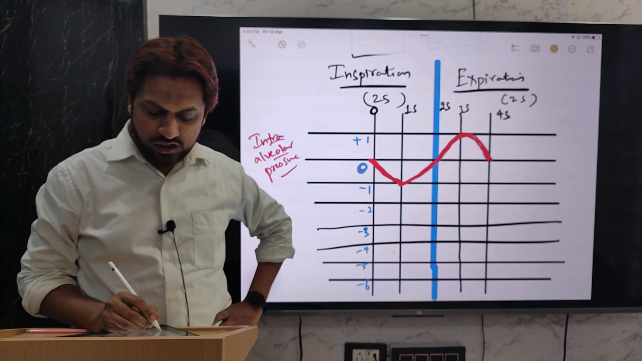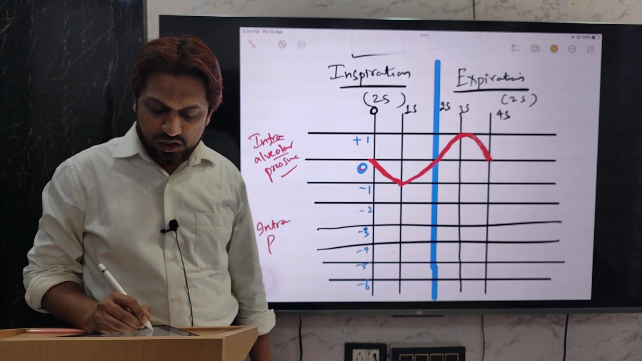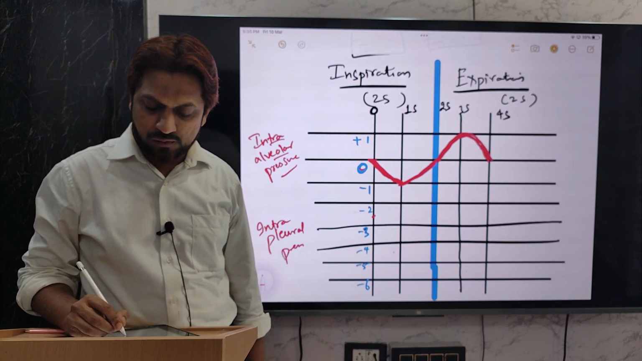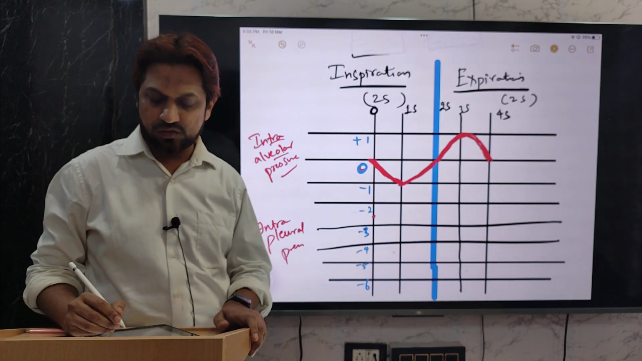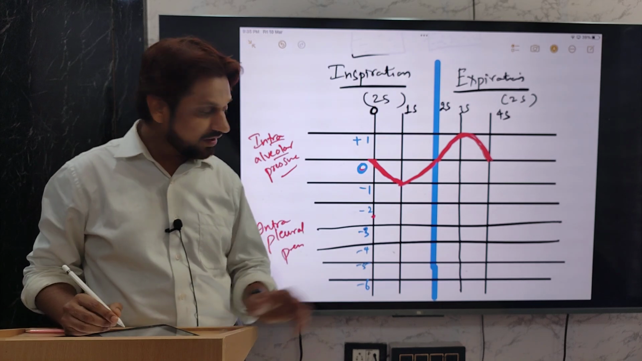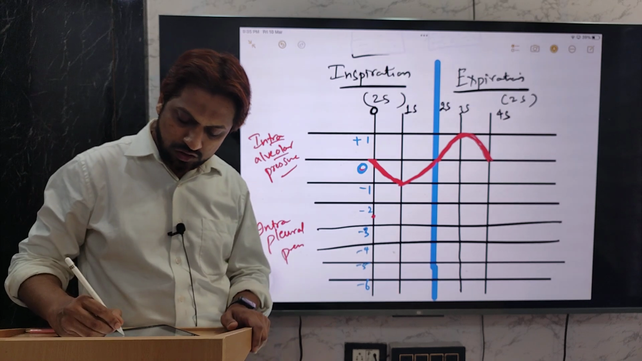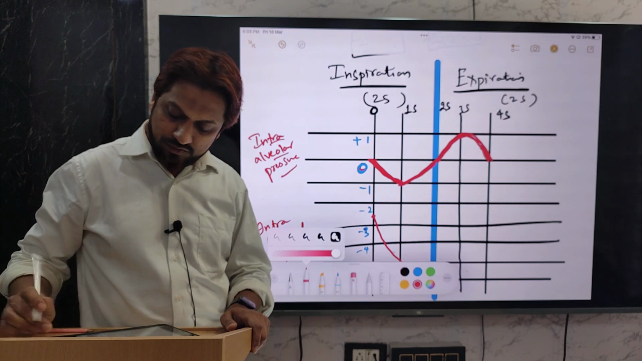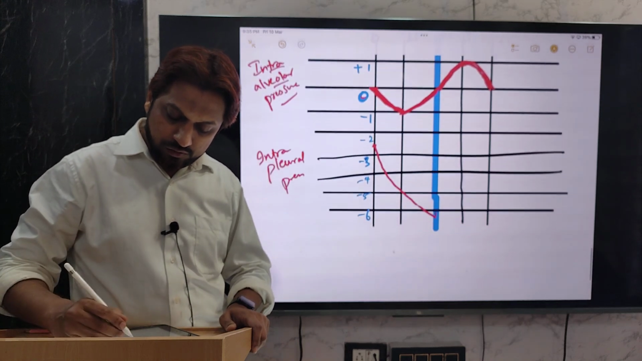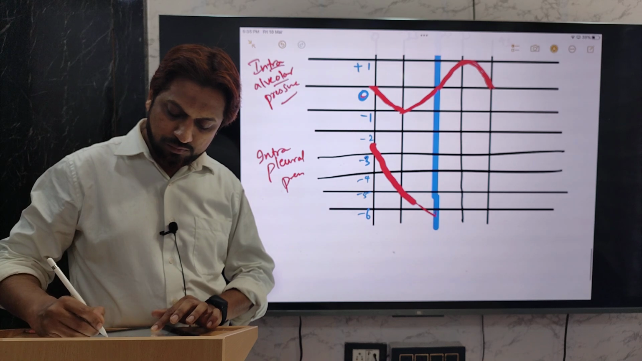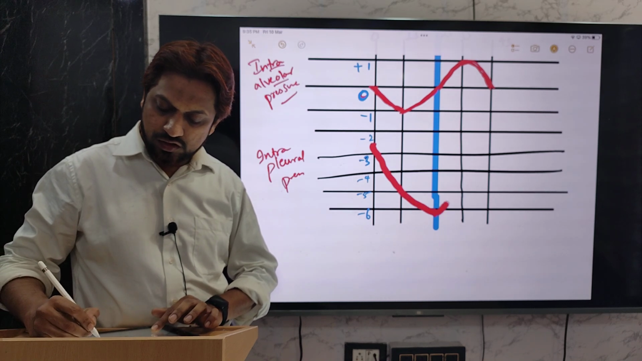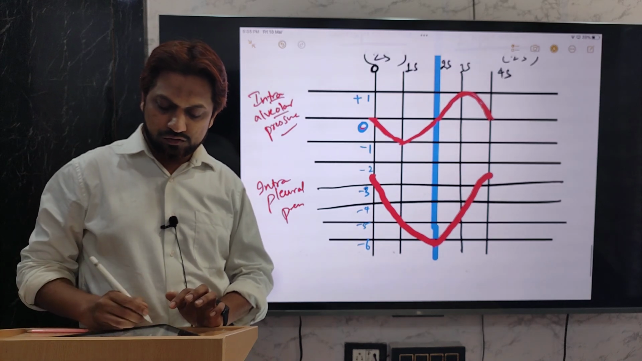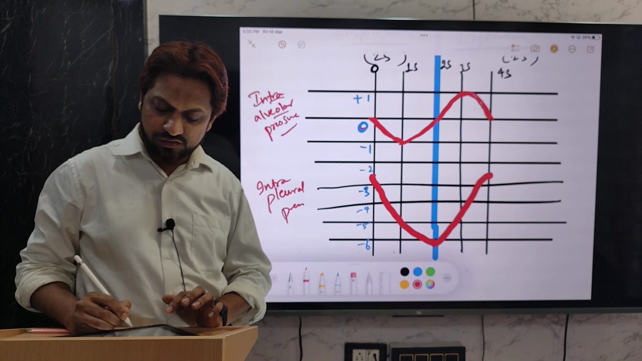Also we'll discuss the intrapleural pressure. As you know, normally it was around -2.5 millimeter before the starting of the inspiration. So now this intrapleural pressure at the end of the inspiration will reach around -6 millimeter of mercury, and during the process of expiration again it will come back to -2.5 millimeter of mercury. Now these are the changes in the intrapleural pressure.